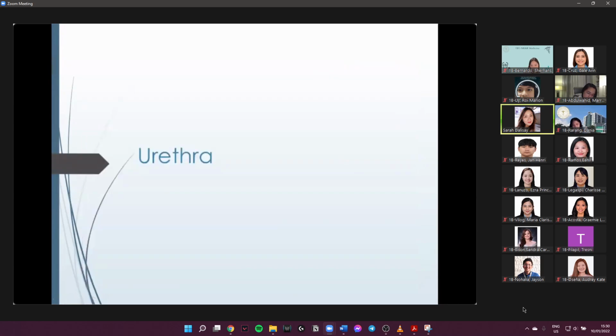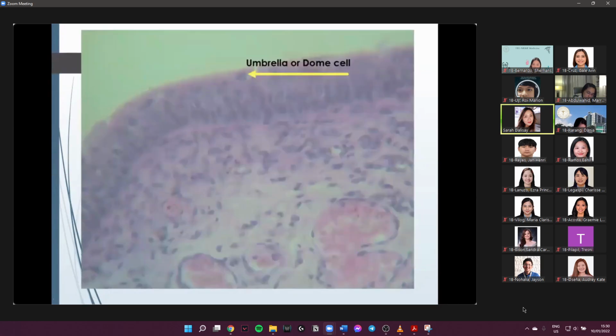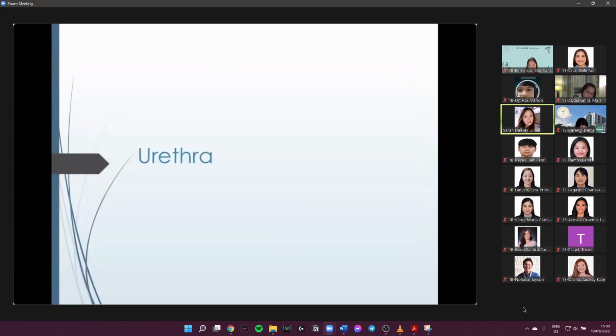So we already go to your urethra. So there's not much that we can say about the urinary bladder, except you will be shown the umbrella or dome cell. And you will know that this is urinary bladder because right underneath you see the lamina propria with plenty of blood vessels. That is the clue that it's actually your urinary bladder. Okay? So let's move on to the urethra.